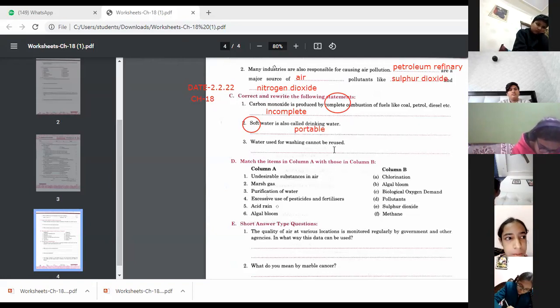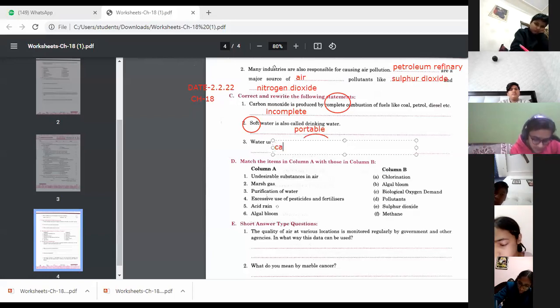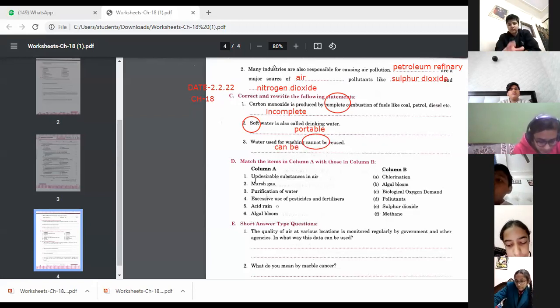Water used for washing can't be reused. Is it? Ma'am, can be reused. So instead of can't, you can write down can be. Can be used. Okay. So till here, next, question number D part is match column A with B.